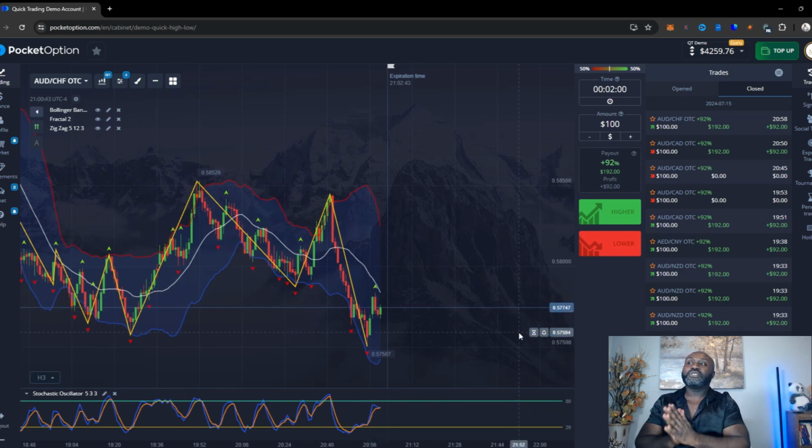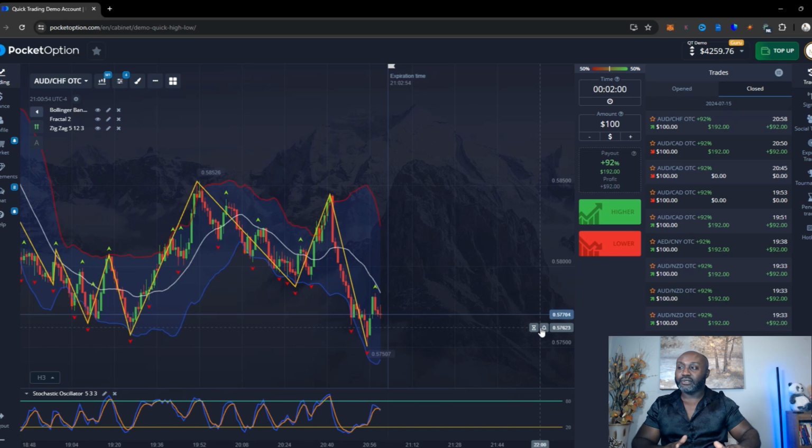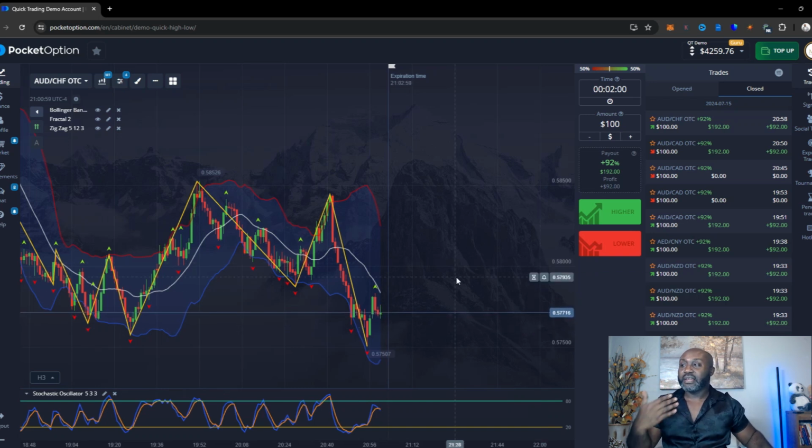So I use these indicators to kind of help me gauge what the movement of the market is and when is the best time to enter. So I hope that makes sense, right? So I reiterate that for those that are watching so that it can be crystal clear.